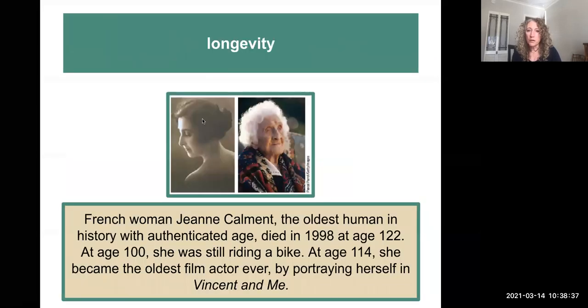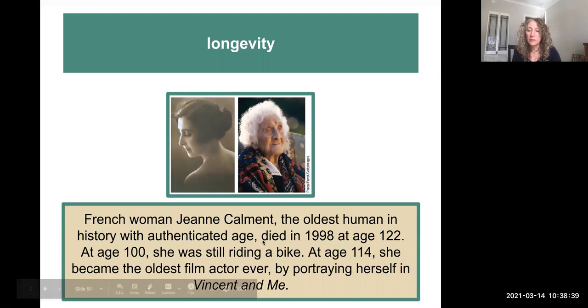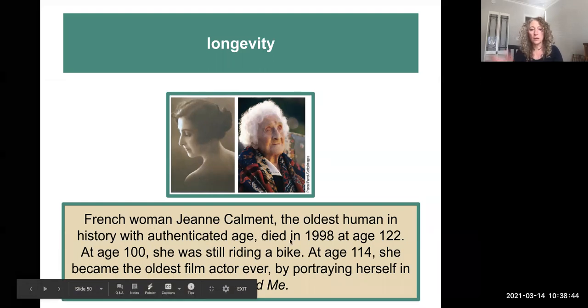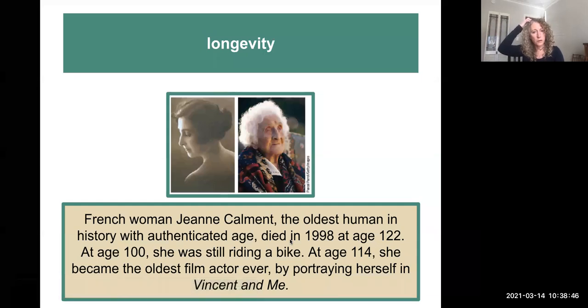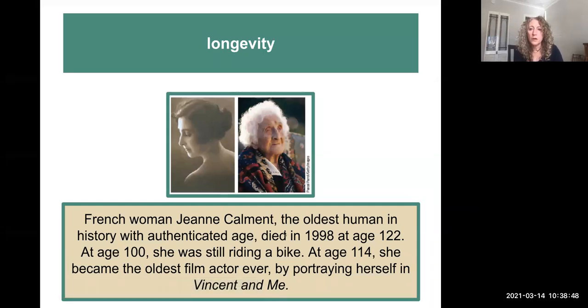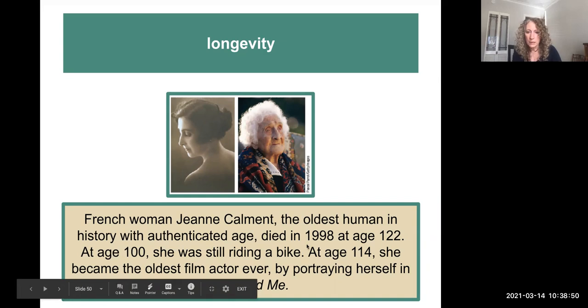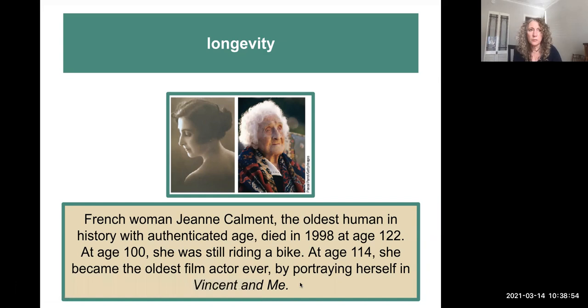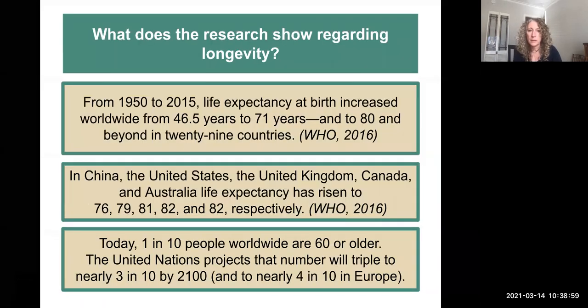Another term, longevity. What does that mean? That means how long you live. The oldest record in human history of someone was 122, and this was in 1998. This textbook is relatively new, so this should be pretty accurate.